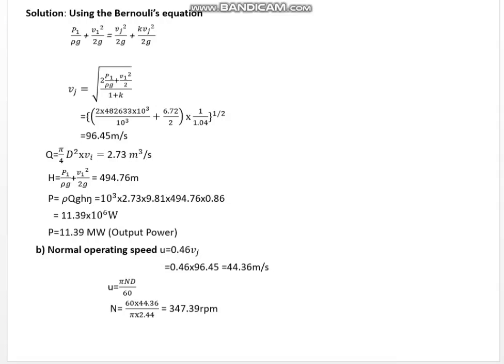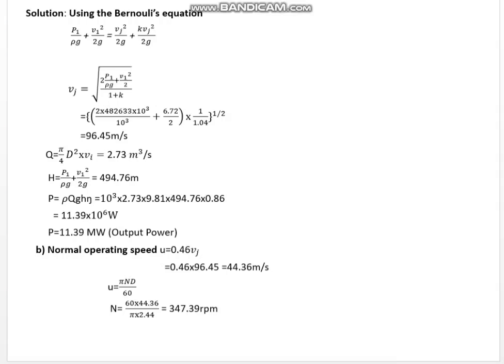Now the formula of power is P equal to rho Q g H. We multiply by efficiency to get the actual power, so the formula is rho Q g H into efficiency. So by doing the calculation, we found the output power is 11.39 megawatt. For normal operating speed, the velocity U is 0.46 Vj. We know that U is equal to pi N d by 60, as we have to find N in RPM. So using the formula, we get N is equal to 347.39 RPM.